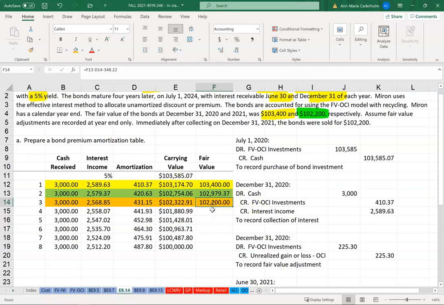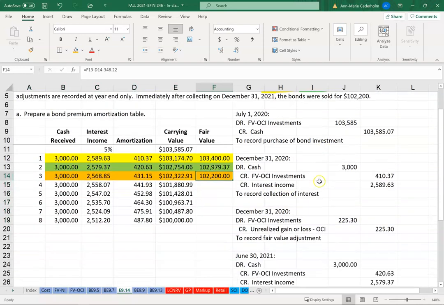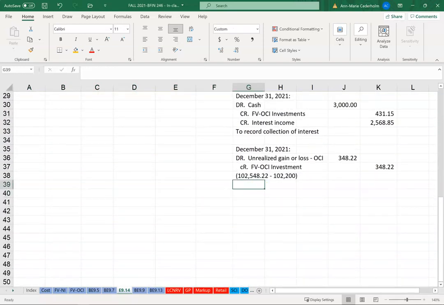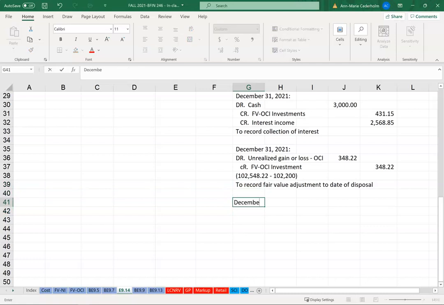So now that my bond is sitting at 102,200, I can now remove it from the books. We're actually going to credit the bond account for 102,200 and derecognize it. So this adjustment was a bit tricky, but that was to record fair value adjustment to date of disposal. And then we'll remove it from our books. Cash for 102 and fair value through OCI investment.